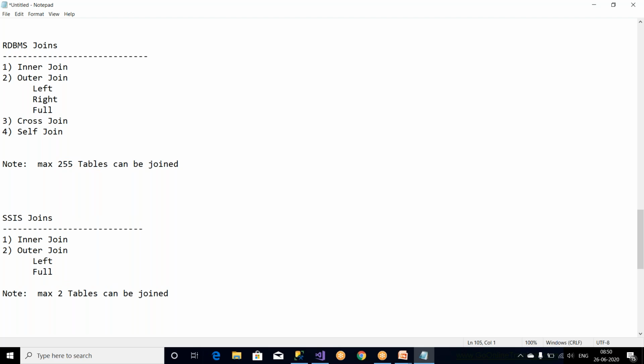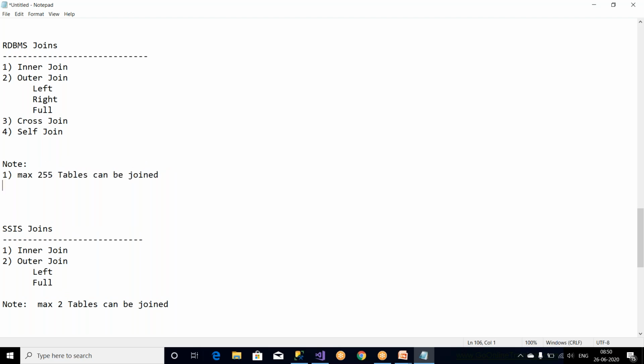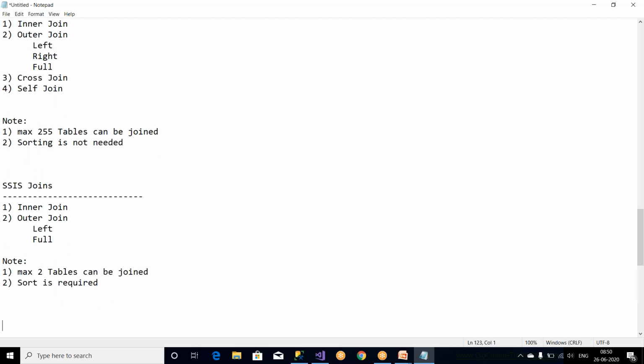So there is no need of sorting the data here. Clear? Sorting is not required in this. Sorting is not needed. Okay. But here, what is required? Here, sorting is required. So that is also one more thing that you need to understand.